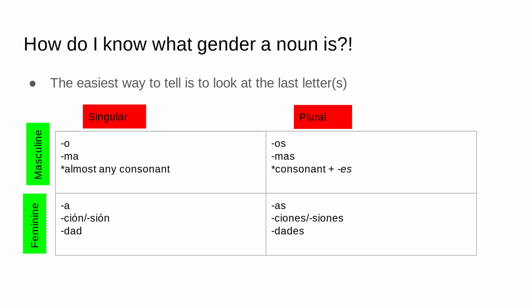If I'm talking about something that's feminine, most of the time it's going to end in A. It could end in C-I-O-N or S-I-O-N or the letters D-A-D. And then the plural would be A-S, C-I-O-N-E-S, S-I-O-N-E-S, or D-A-D-E-S. Those are the quickest ways to tell, although, like I said, there are some exceptions that you will just have to remember.